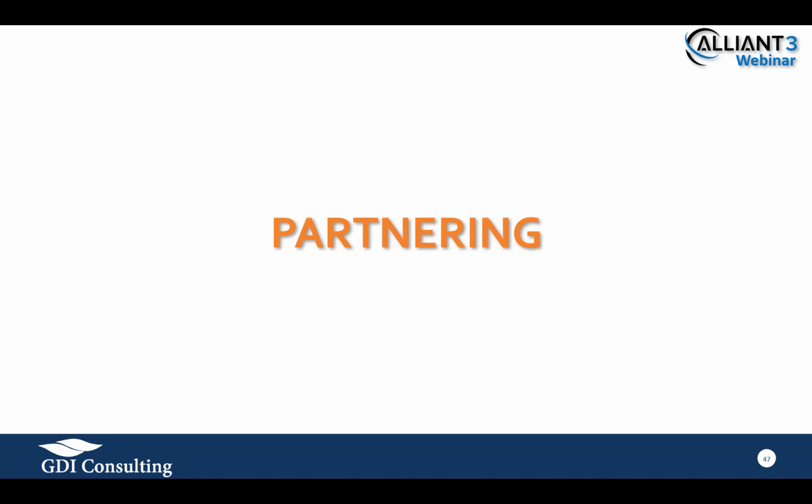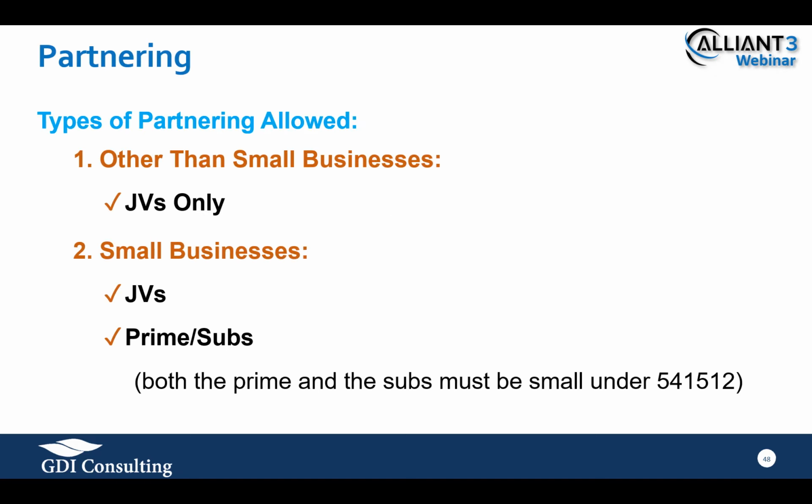Now let's look at partnering. It's important to understand how it works. Because two types of companies will be submitting offers for Alliant 3, I'm going to discuss each. We have other than small businesses, so large businesses, so to say, and then we have small businesses. Both can participate, but the rules are different for them, so that's why I have separated them out. I'm going to go into details of each.